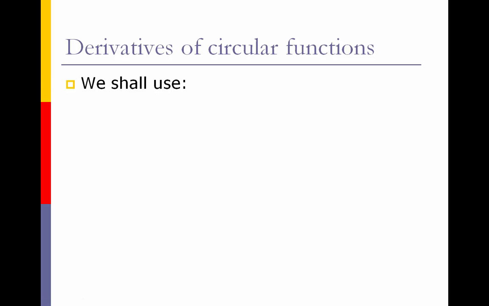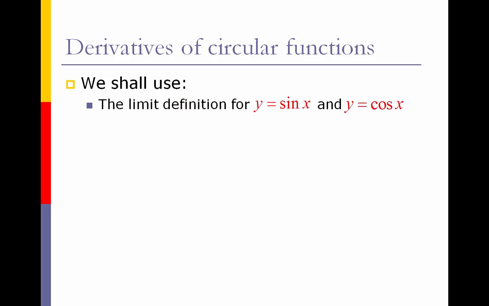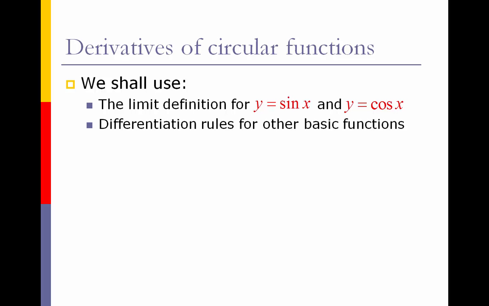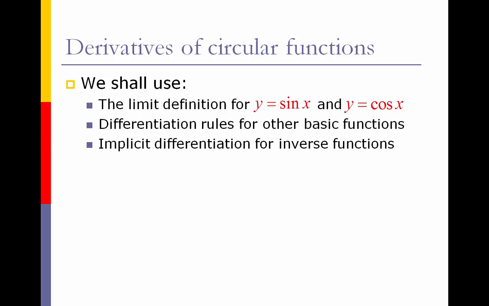Okay, so this is the plan for how to figure out derivatives of circular functions. First of all, we're going to use the limit definition for y equals sine x and y equals cosine x. And within that limit definition, we will find those formulae I mentioned that we already have and that we can use. Then we're going to use differentiation rules for other basic functions like tangent, cotangent, and so on. And finally, we're going to use implicit differentiation for inverse functions. So if we're going to look at the derivative of the inverse sine or the inverse cosine, we're going to be using implicit differentiation as we have seen in the past.